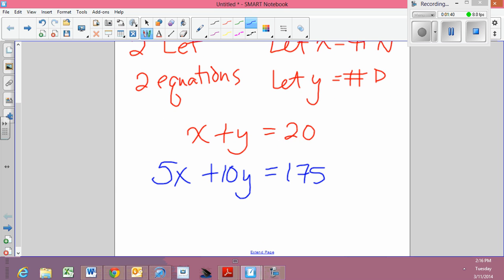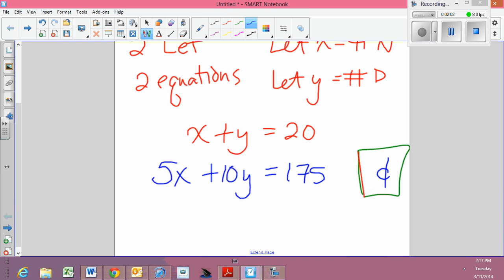Notice that all of my money units here are in cents. You have to be consistent. So if you put cents on the left, you have to have cents on the right. If you put dollars on the left, you have to put dollars on the right. I think it's always easiest to keep your money in terms of cents because then you don't have to work with decimals. Now I've written my system of equations, and now I'm going to solve it using the substitution method.